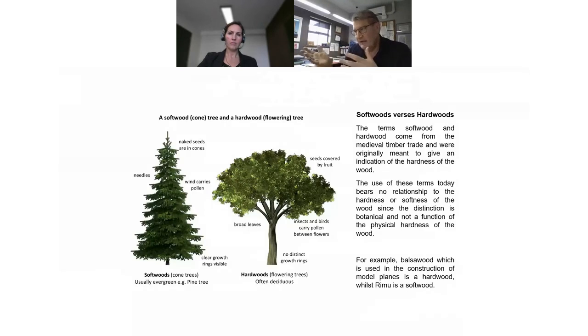And as an example of that, balsa wood, if you ever make model aeroplanes or whatever, that's actually a hardwood. And Rimu is technically a softwood. But the irony is balsa wood is soft and Rimu's hard. So don't get all mixed up with it. It's botanical, but I'll make life a little bit easier for you.